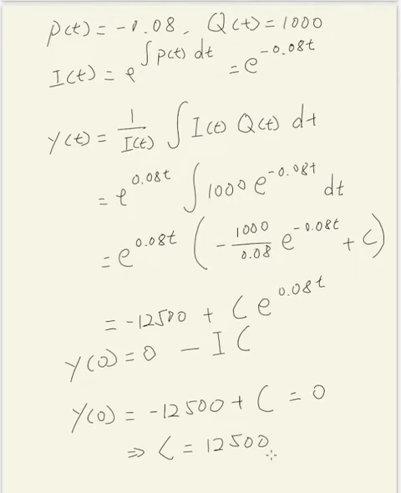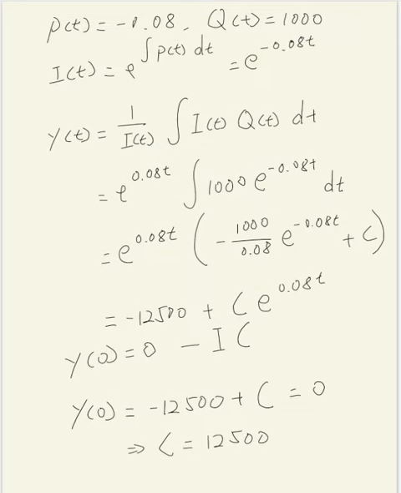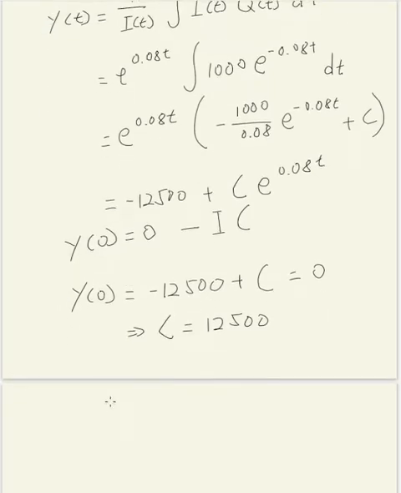Which gives us c equals positive 12,500, and therefore y of t equals, let's distribute the multiplication. Oh, never mind, we already did that. Let's just plug c in there, and we get our solution. y equals minus 12,500 plus 12,500 times e to the 0.08t.